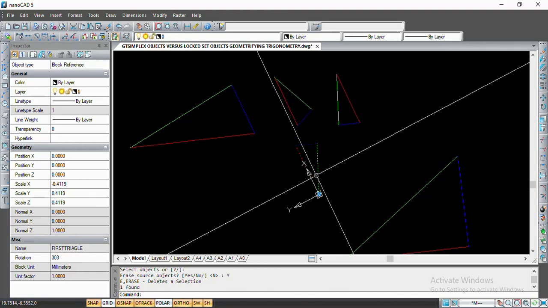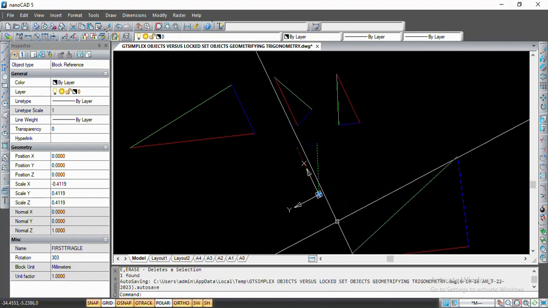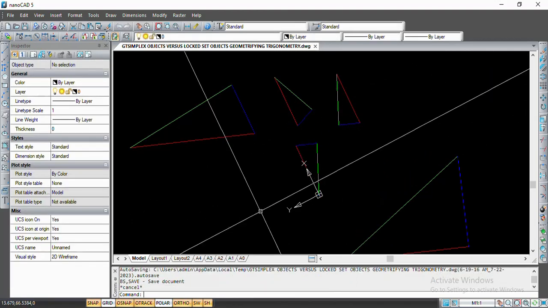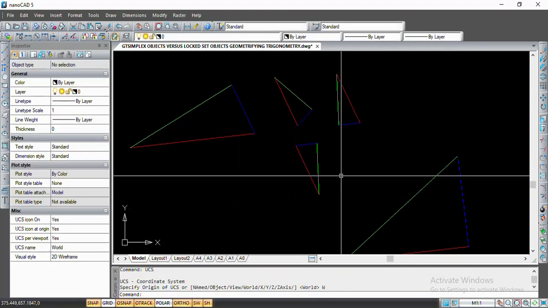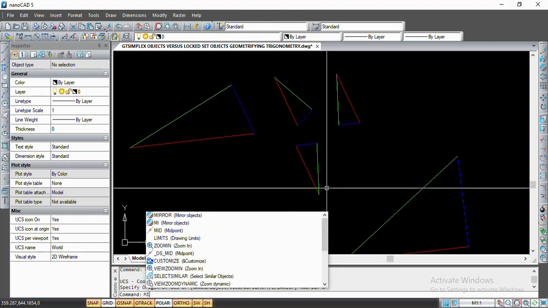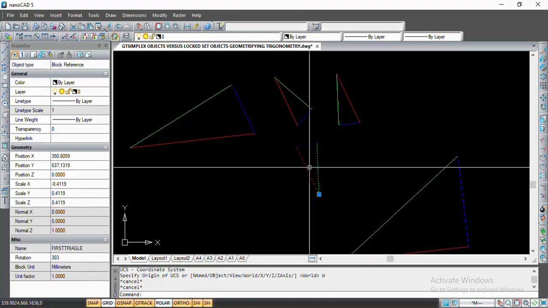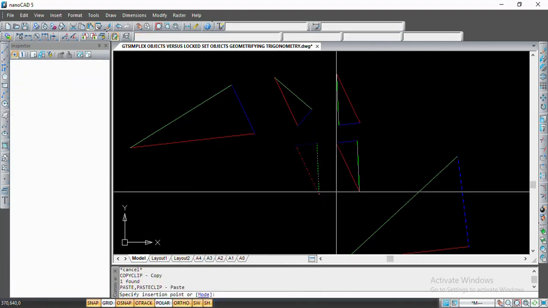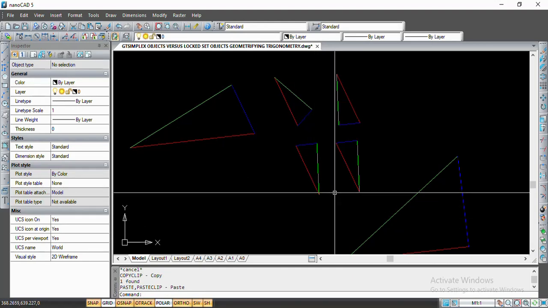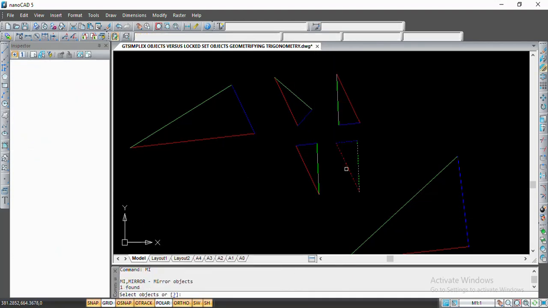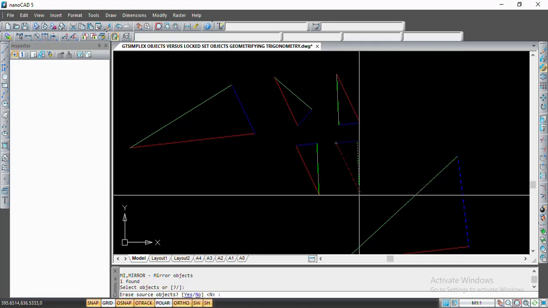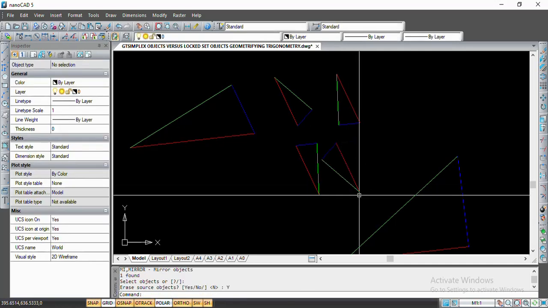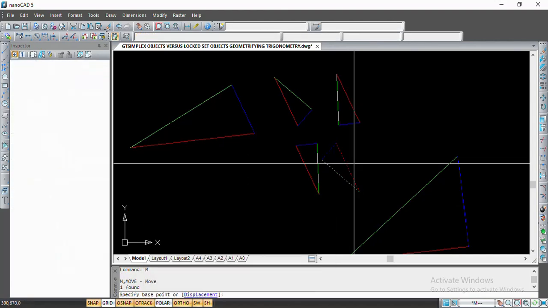So 3 options are prepared. Now we can go back to the UCS world, which was the natural coordinate system. Now we can make a copy of this. We can make this copy here, and then we can do the mirroring about this line segment, and we will again erase this. So these 4 symmetries are made.